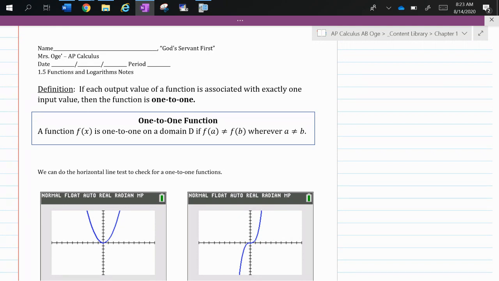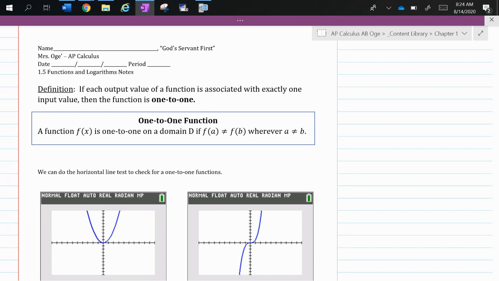We know that a function is when each input is associated with exactly one output. When each member of the domain is paired with exactly one member of the range, we call a relation a function. But then even further, if each output value of the function is associated with exactly one input, then the function is considered to be one-to-one.